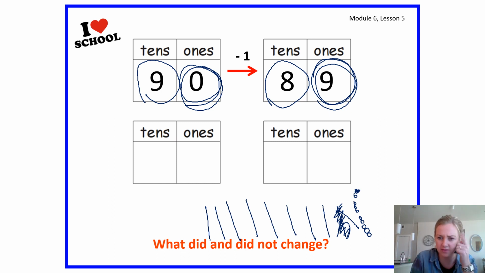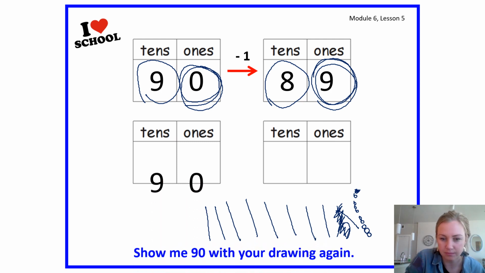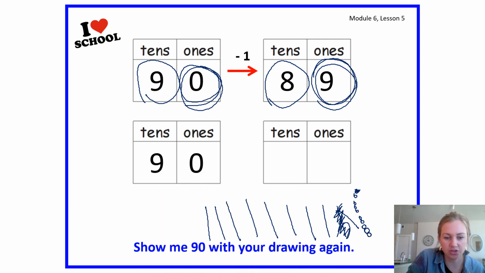Another way I could solve this in my head, if I have 90 and go backwards 1 time, I know that 90 minus 1 equals 89. Okay, let's do this again. I'm going to redo my drawing.